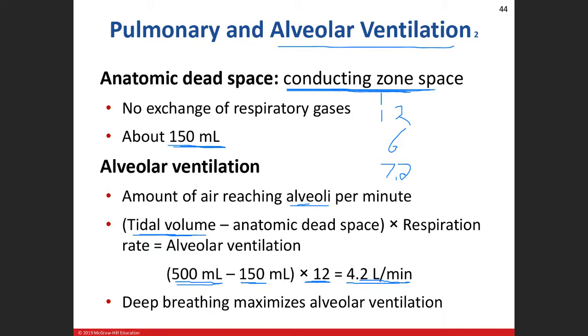All right, so 7.2 liters. Did I do that right? That seems high. Okay, all right.